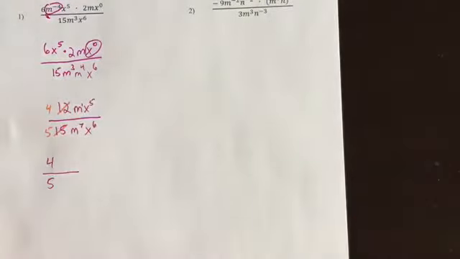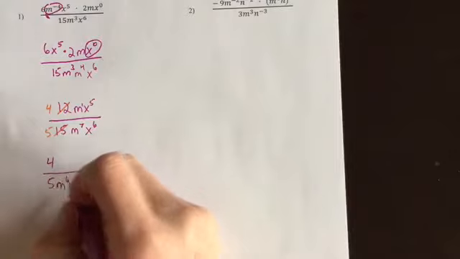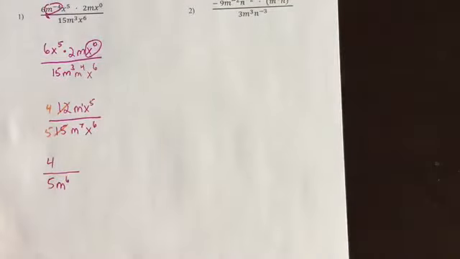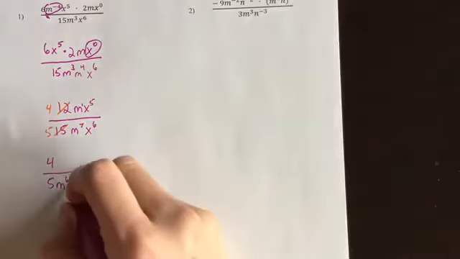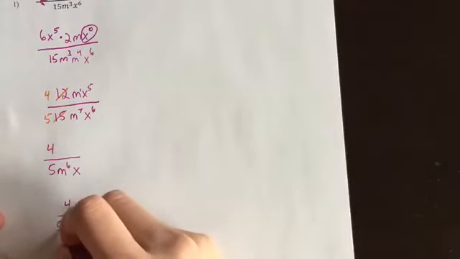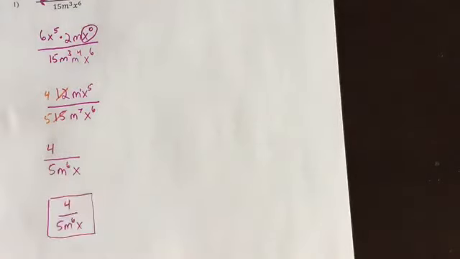That means we can cancel one m on the top with one m on the bottom, leaving 6 m's on the bottom, so m to the 6th. X to the 5th over x to the 6th, we can cancel 5 x's on the top with 5 x's on the bottom, leaving 1 on the bottom. Okay, and if you just want to rewrite so it looks a little nicer, 4 over 5 m to the 6th x is our final answer.